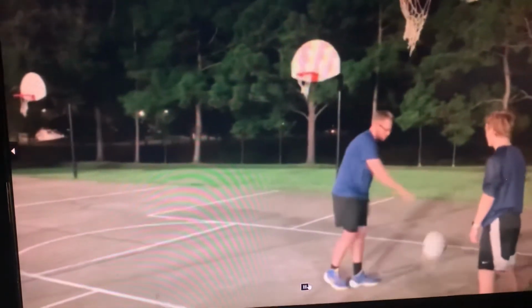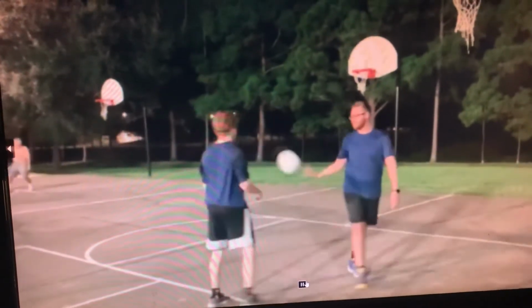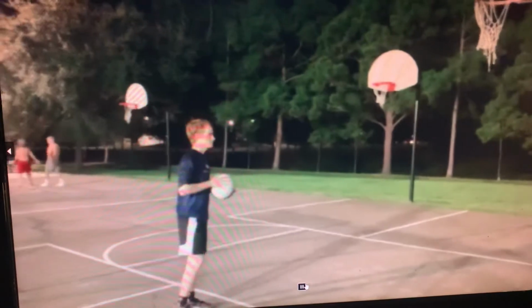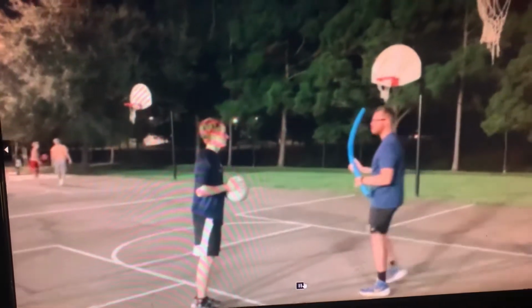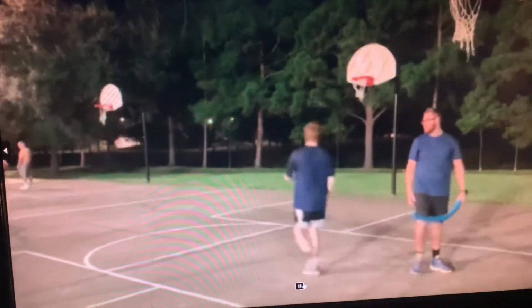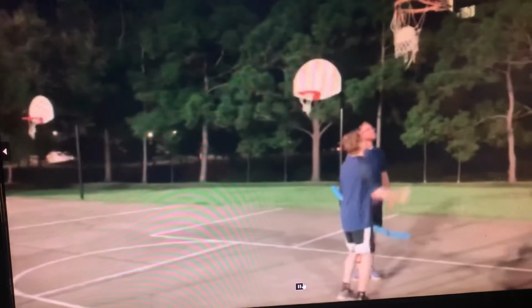Now during 3D, the player is going to do the same thing from the 6 different points. The trainer is going to use a pool noodle as well, and they're going to try to make the shot.